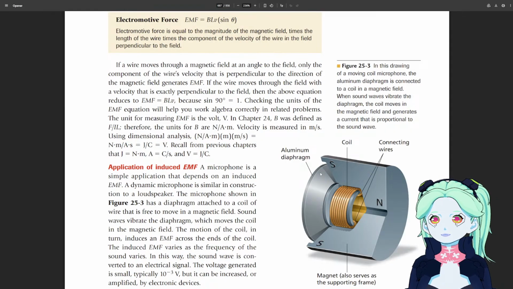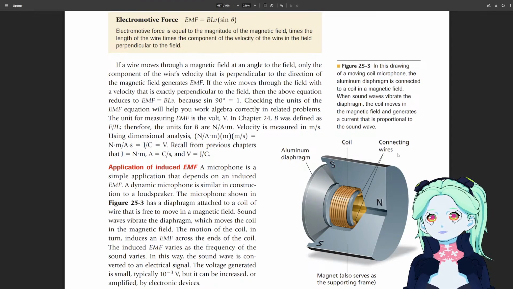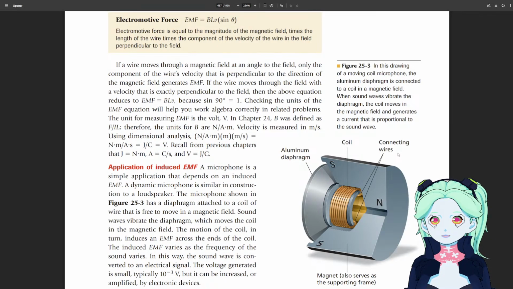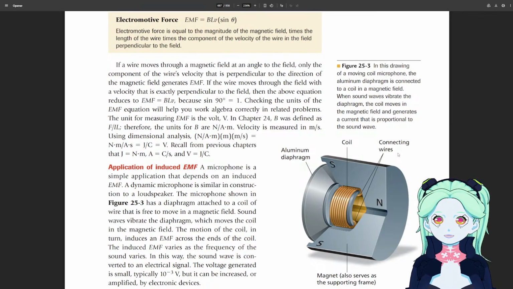Why the signal matches the sound: if you speak louder, the diaphragm moves more, the coil moves more, and you get a bigger voltage. If you speak softly, smaller movement, smaller voltage. High pitch, faster vibration. Low pitch, slower vibration. So the electrical signal becomes a perfect copy of the sound wave.